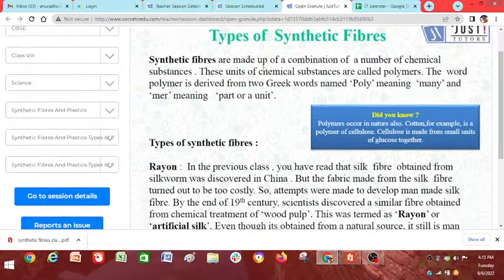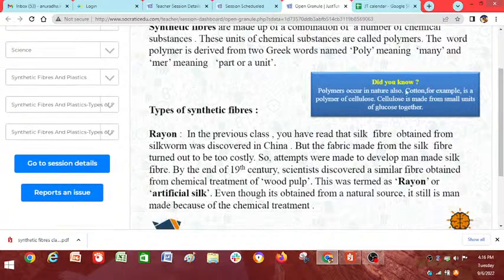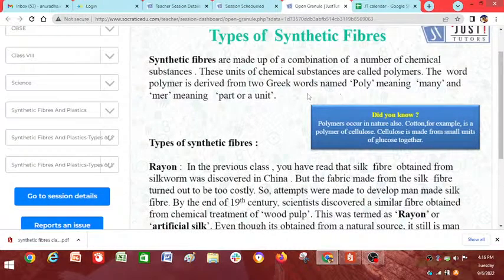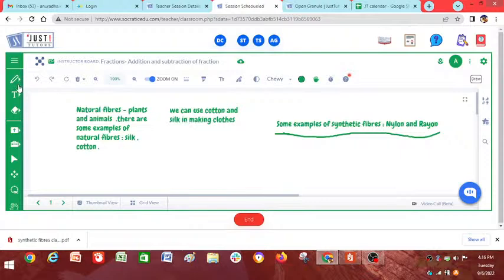Synthetic fibers are made up of a combination of a number of chemical substances. So it is made up of some combination of a number of chemical substances, and these units of chemical substance are called polymers. So our synthetic fiber is made by a combination of chemical substances, and that chemical substance is known as polymer. So synthetic fiber is made up of a chemical substance. You can just write over here.